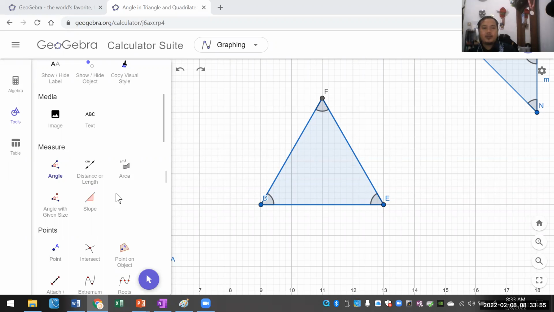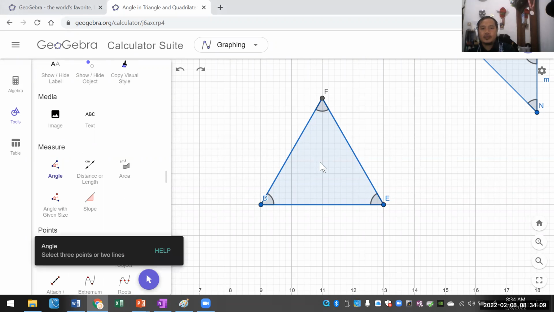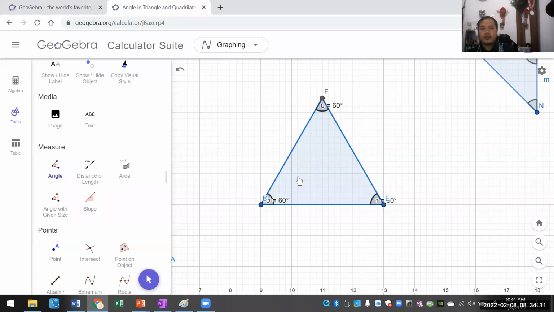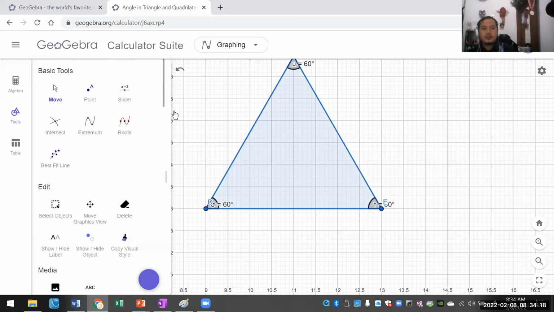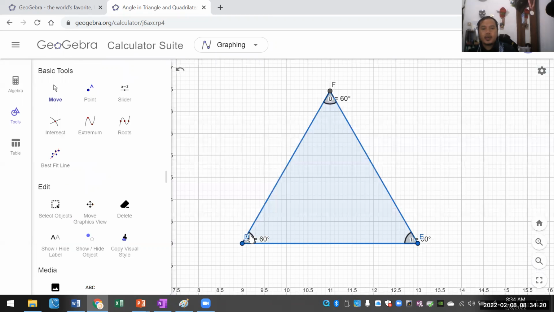Okay, I have drawn this one as an equilateral triangle, so all of the sides are going to be the same. I'm gonna show you the angles. I'm gonna click the angle here, and I'm gonna click this. And here we go, we have all of the angles. This angle here is 60. I'm gonna make it a little bit bigger, guys, so that you can see it. We have vertex D, E, and F, and these are the angles.